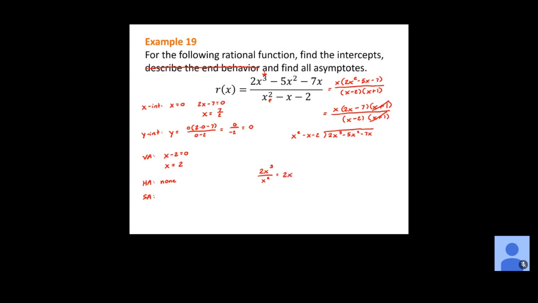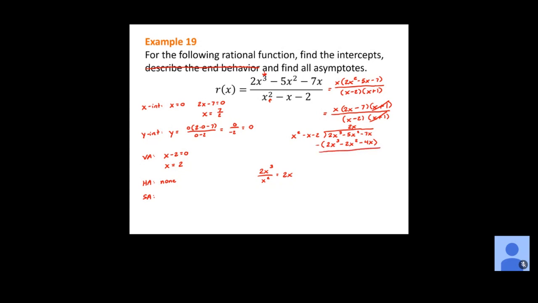Good, 2x. That goes up here now. Now we multiply 2x times x squared, 2x cubed. 2x times negative x is a negative 2x squared. 2x times negative 2 is a minus 4x. Now what do we do with that? Subtract. Good. So make sure you group it all together. Subtract everything we've got there.